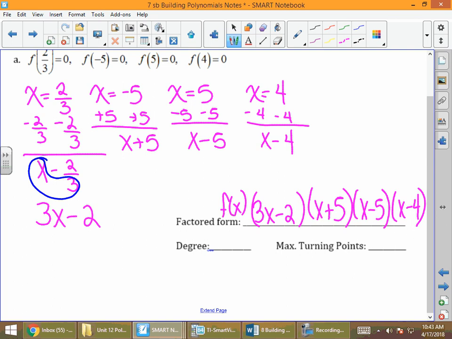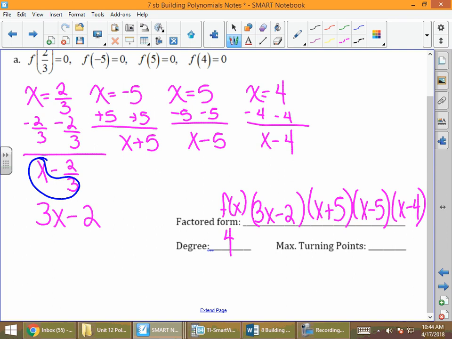And I should have probably done it first. But what's the degree of this function? If you think about it, we've got x equals 2/3, there's one answer. X equals -5, there's a second answer. X equals +5, there's a third answer. And x equals 4, there's a fourth answer. 4 answers means fourth degree.